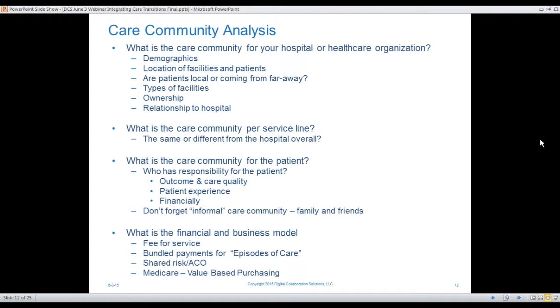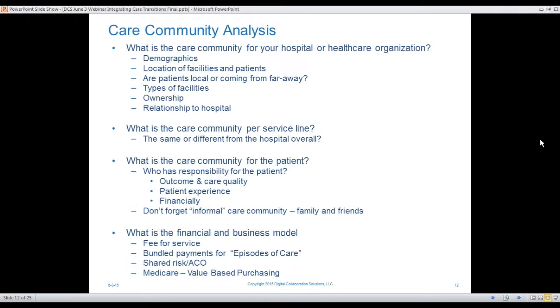And you want to think about it through the lens of the patient. Who is responsible for the patient? Who owns the outcomes and care quality? Who owns patient experience? Who owns financials? Because you want to understand who's going to be guiding the patient through the care continuum, or if there's no one who fits that need, then you really need to identify someone. Patient-centered medical home models, if you're working through that, certainly strive to accomplish that.